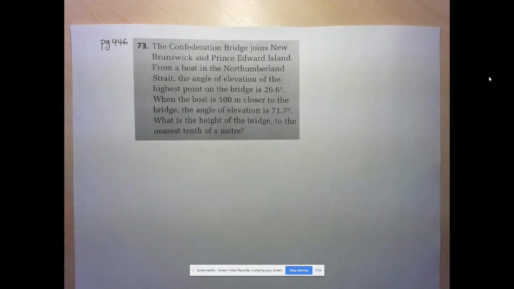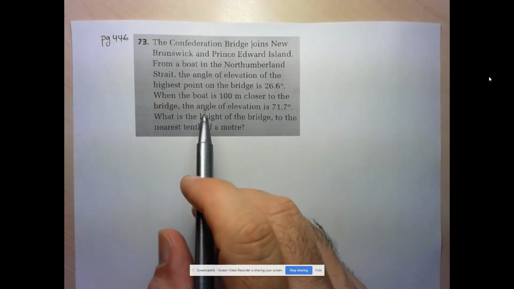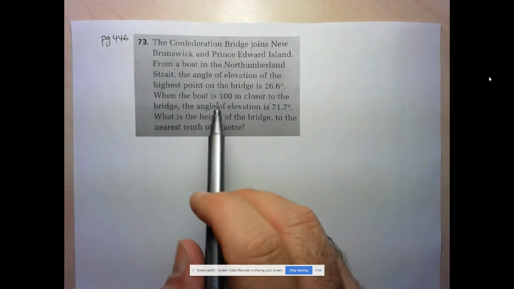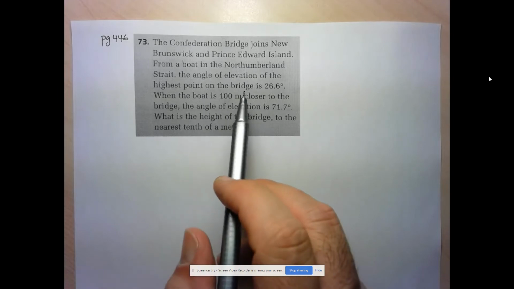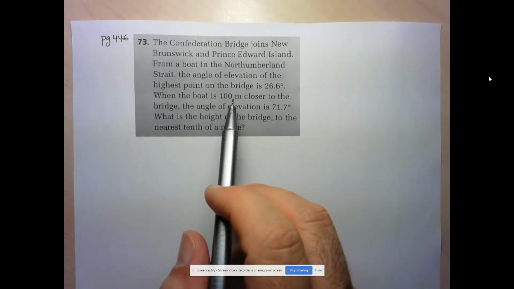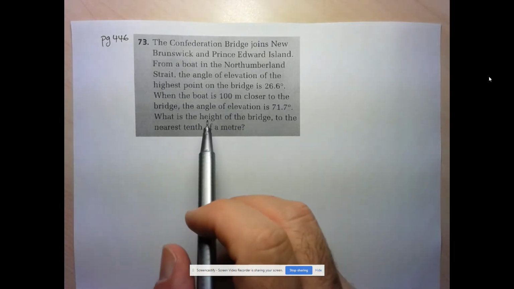Hi, folks. We're going to take a look at page 446, number 73. All right, so let's read the question. It says the Confederation Bridge joins New Brunswick and PEI. From a boat on the strait, the angle of elevation to the highest point on the bridge is 26.6, and then when the boat is 100 meters closer, the angle of elevation is 71.7, and they want the height of the bridge.